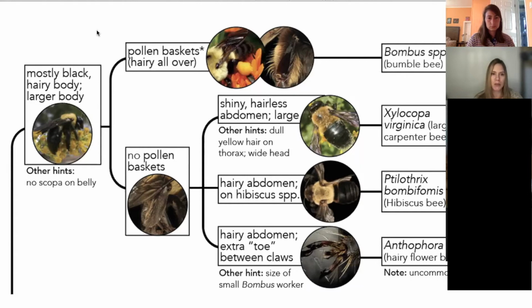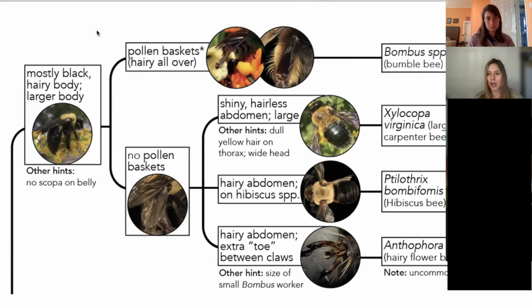So the easiest way to differentiate a bumblebee from other bees is that pollen basket. Only bumblebees and honeybees have it. So if you see a big pollen basket like that, or something that looks like this, then that is a bumblebee, as long as they are also sort of dark and relatively hairy.